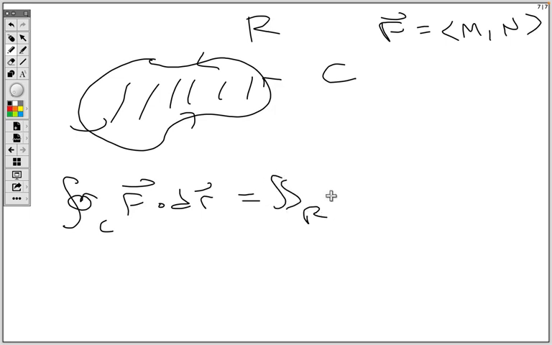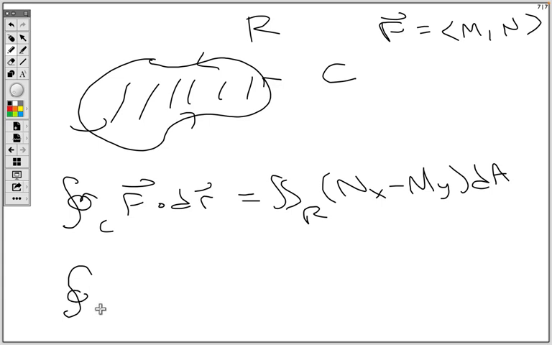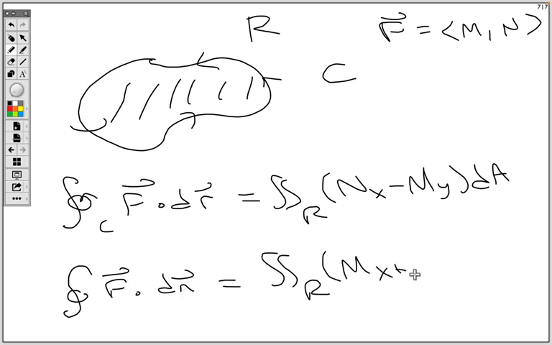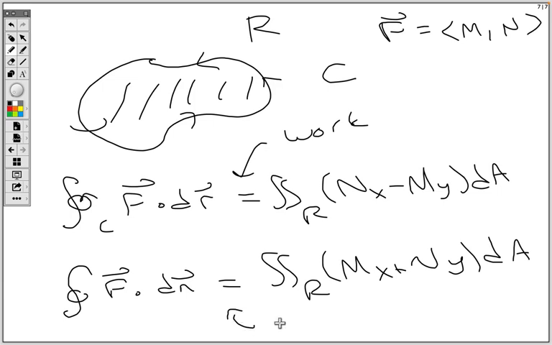This is the double integral over R of nx minus my dA. If I wanted the outward flux, then the outward flux was mx plus ny dA. So this was work, and that was flux. Okay, so that's kind of what we talked about yesterday.